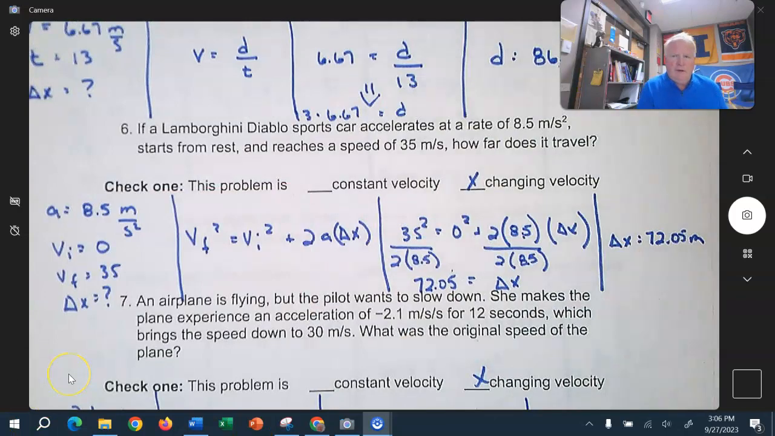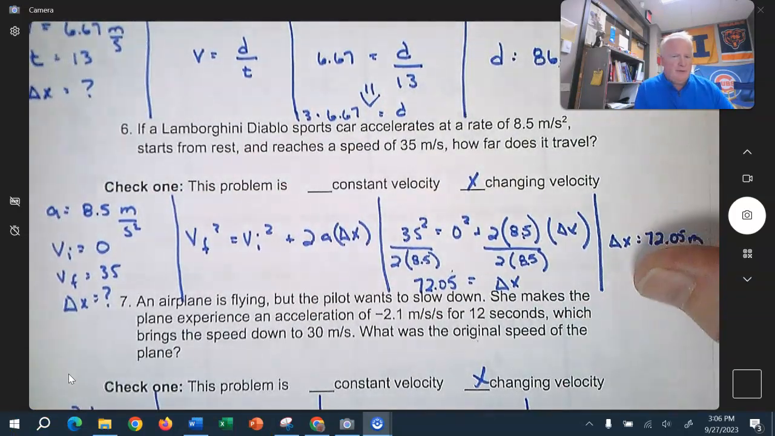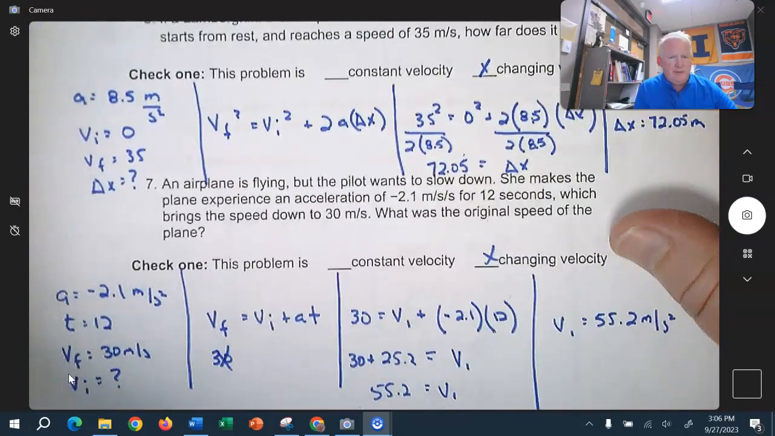Hold on one second. Okay, hopefully not a big problem there with me jumping in and out to talk to a teacher, but now we're going to go on to number 7.